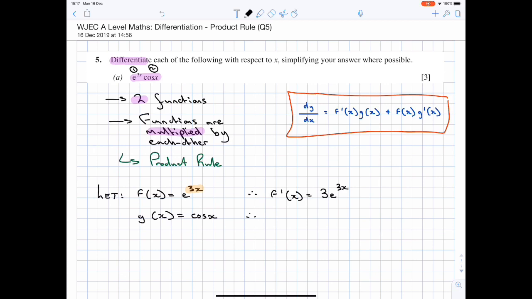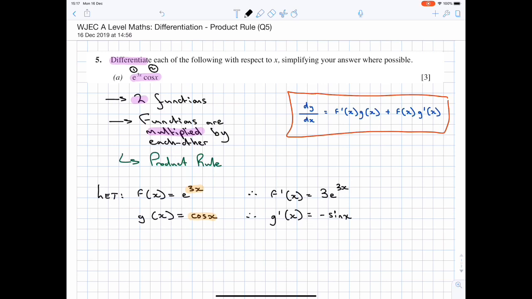And now let's do gx. So we'll have therefore g prime x. Now this is very important. Now as you can see here we've got a cos x, and this is something that we just learned, that cos x, once we differentiate this, will be minus sin x.